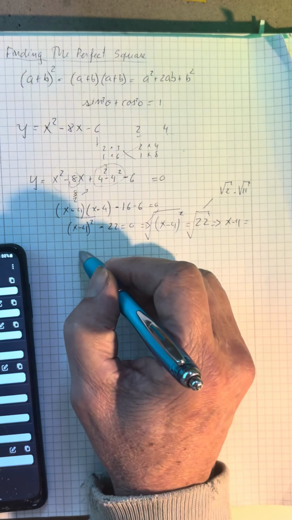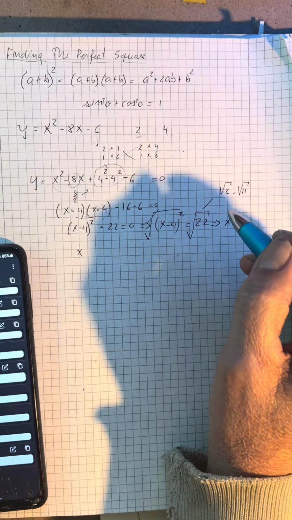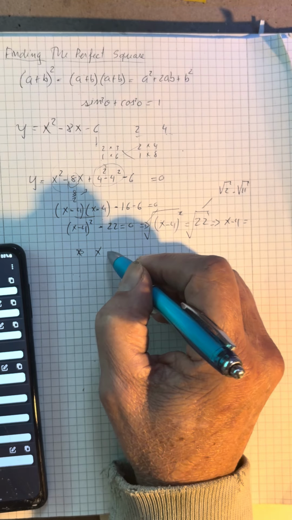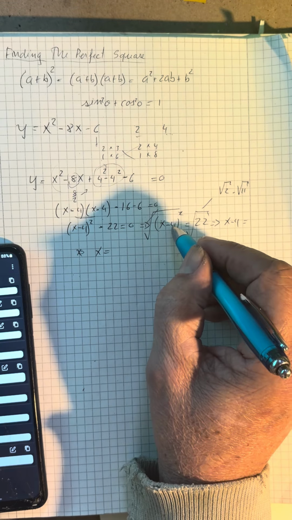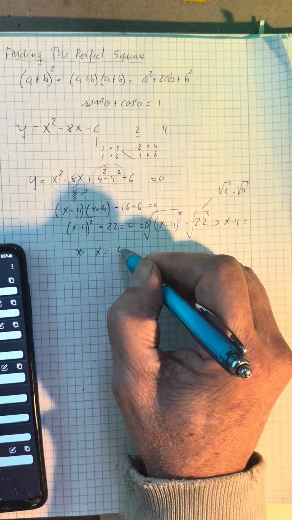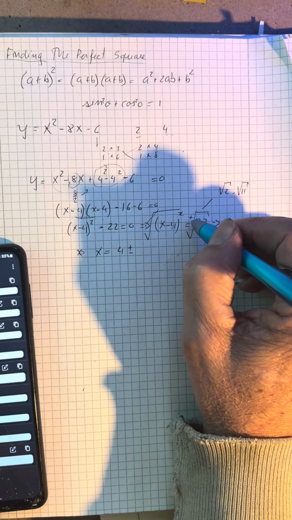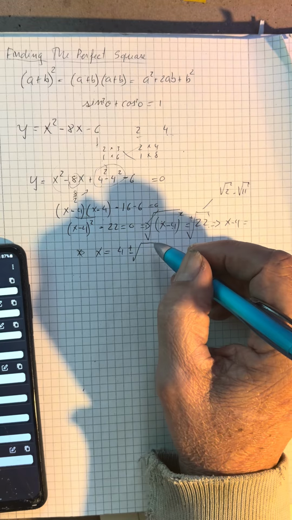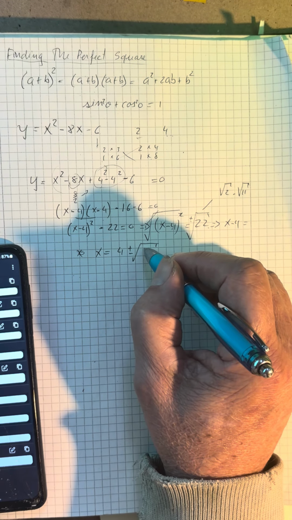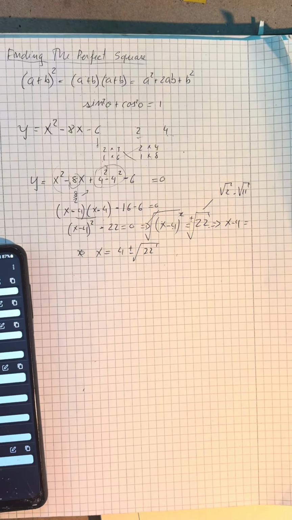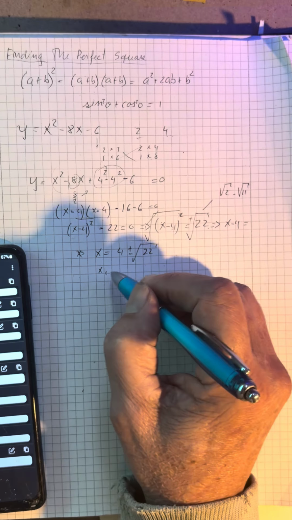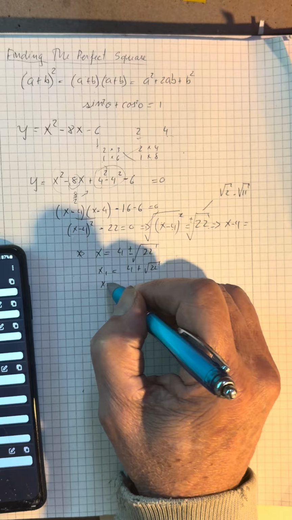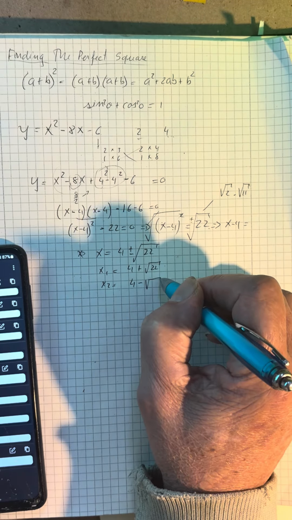So the x value, remember, let me rewrite this. X, we still have not finished. X is equal to the square root of, we have to put the 4 on the other side, so we get 4 plus or minus. When we take a square root of a number, the solutions can be two numbers that are positive or two numbers that are negative. That's why plus or minus. So x1 will be equal to 4 plus the square root of 22, and x2 will be 4 minus the square root of 22.